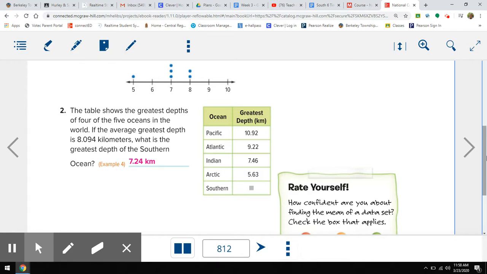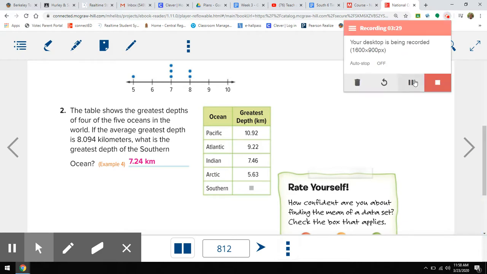If the average greatest depth is 8.094 kilometers, what is the greatest depth of the Southern Ocean? This is what we had to find here. Okay? Well, hold on. Number 2 was very hard. I'm going to say it's almost like a little bonus.